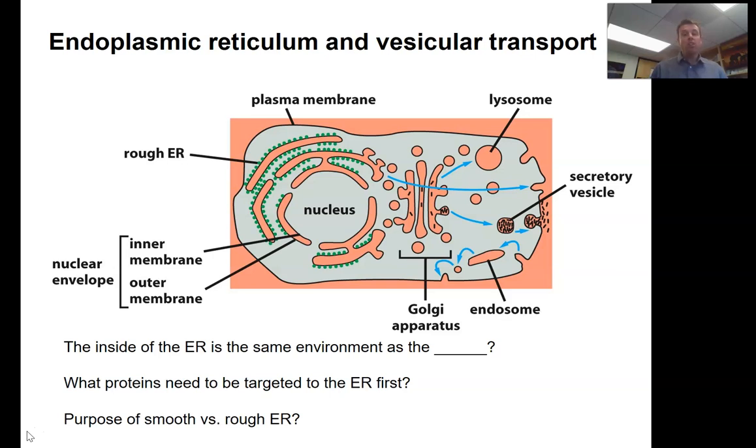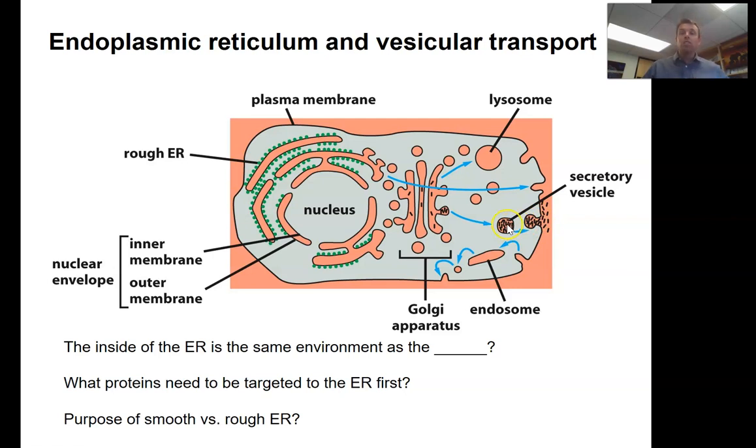So the inside of the ER is the same environment, mostly the same environment, as the what? Well, the inside of the ER is the same environment as the outside of the cell. So remember that the inside of the ER basically is going to be where all those proteins are located that will then go to vesicles, onto the Golgi, and then through vesicles onto any other parts of the endomembrane system, or be secreted. So if you're a protein inside the Golgi vesicle, when that fuses with the membrane for secretion, the inside of that vesicle ends up basically being the same as the outside of the cell.